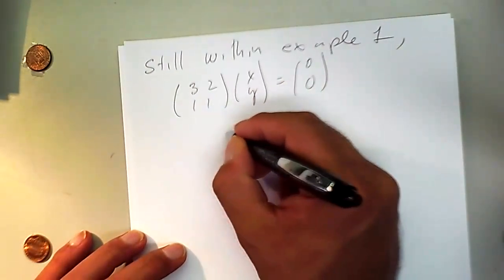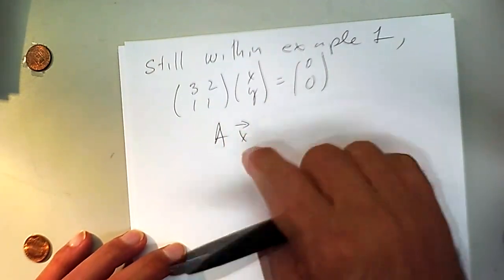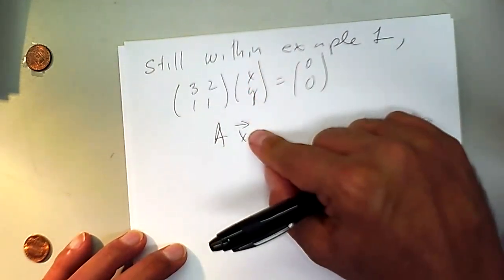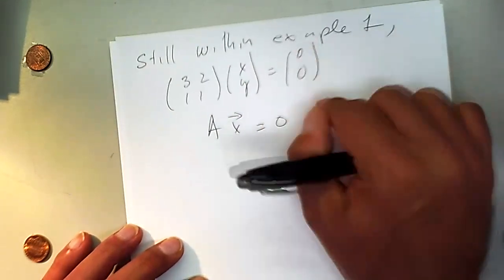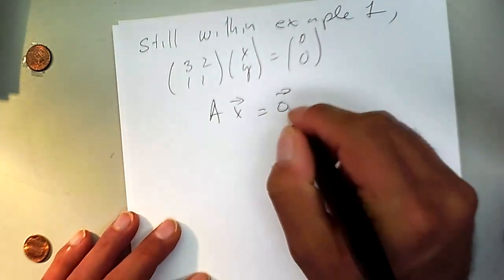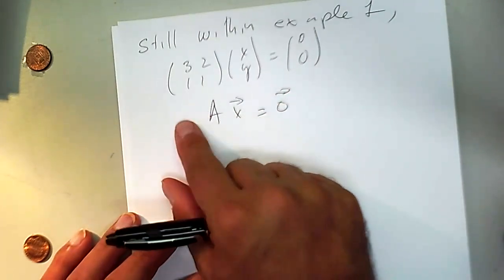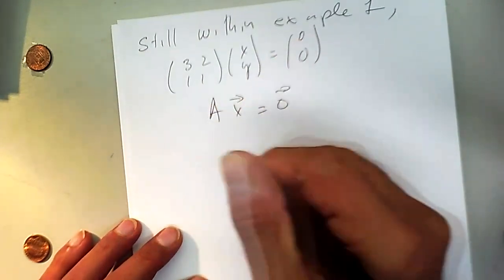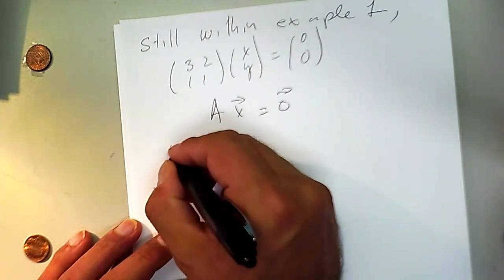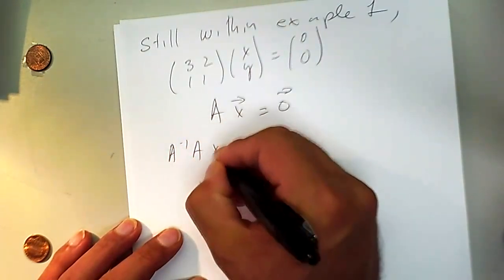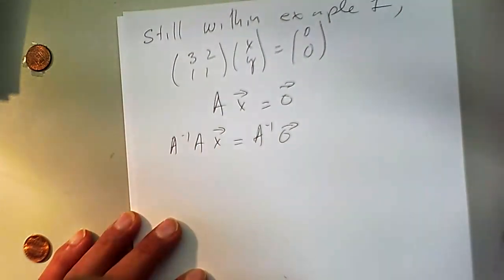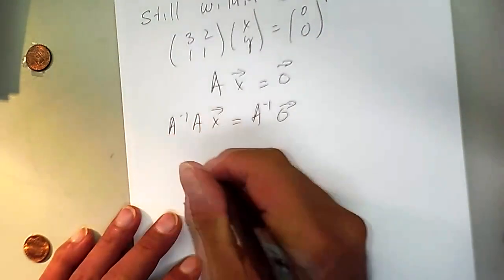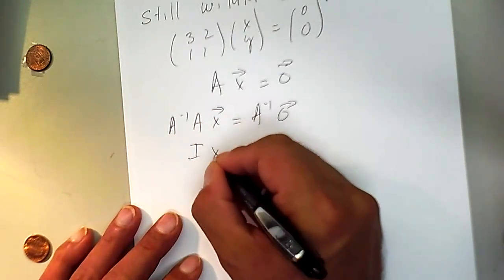So Ax, and by x we mean this vector, so I'm going to emphasize that by putting an arrow, equals 0. And by 0 we mean that vector. If we multiply both sides on the left by the inverse, then we have A inverse AX equals A inverse 0. And as you know, those two cancel off, and we end up with the identity X.